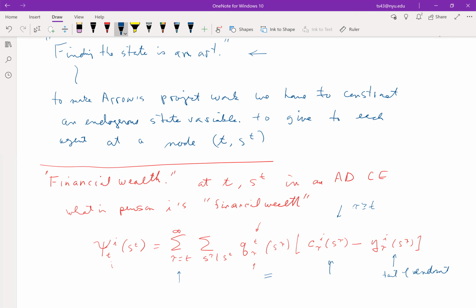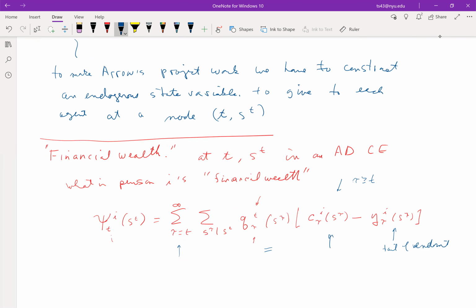So if this is positive, what does it mean? If I have wealth at that node, it means that in the original plan, I purchased claims on consumption by selling claims on consumption earlier. And if this is negative, it means just the opposite.